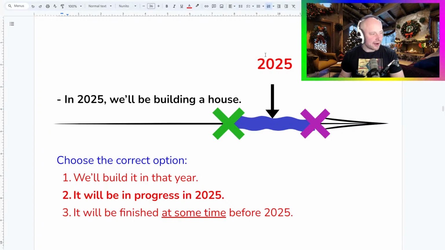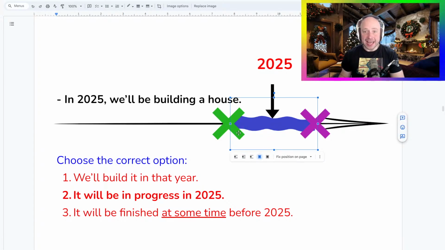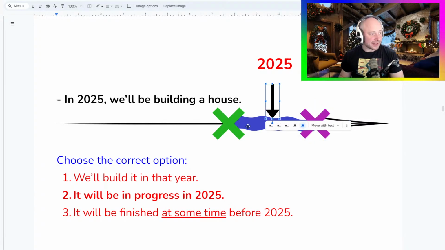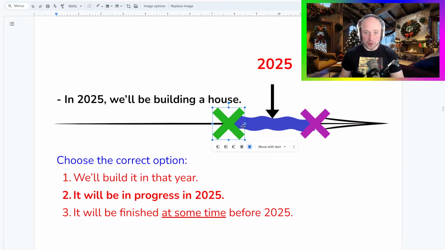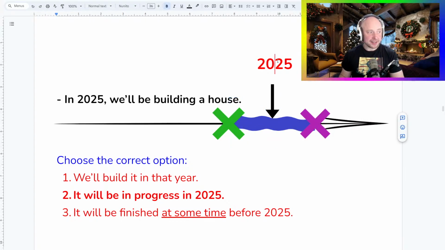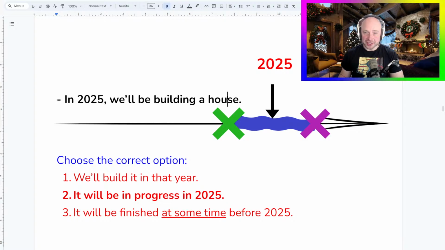What's the 2x on the arrow? So the green X is the start of the action. The wavy line, the blue line, is the ongoing action. And the purple X is the end of the action. So we can see that the action starts before the point here. It's in progress during 2025, and it ends after that point. So that is the future continuous.